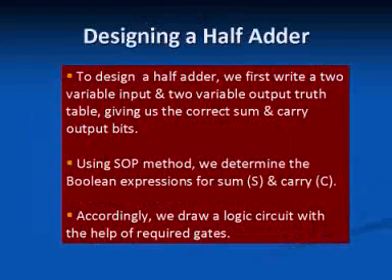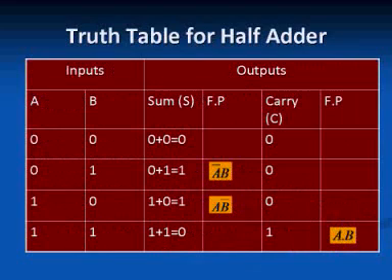To design a half adder, we first write a 2-variable input and 2-variable output truth table, giving us the correct sum and carry output bits. Using SOP method, we determine the Boolean expression for sum S and carry C. Accordingly, we draw a logic circuit with the help of required gates. Let us now write the truth table for a half adder.